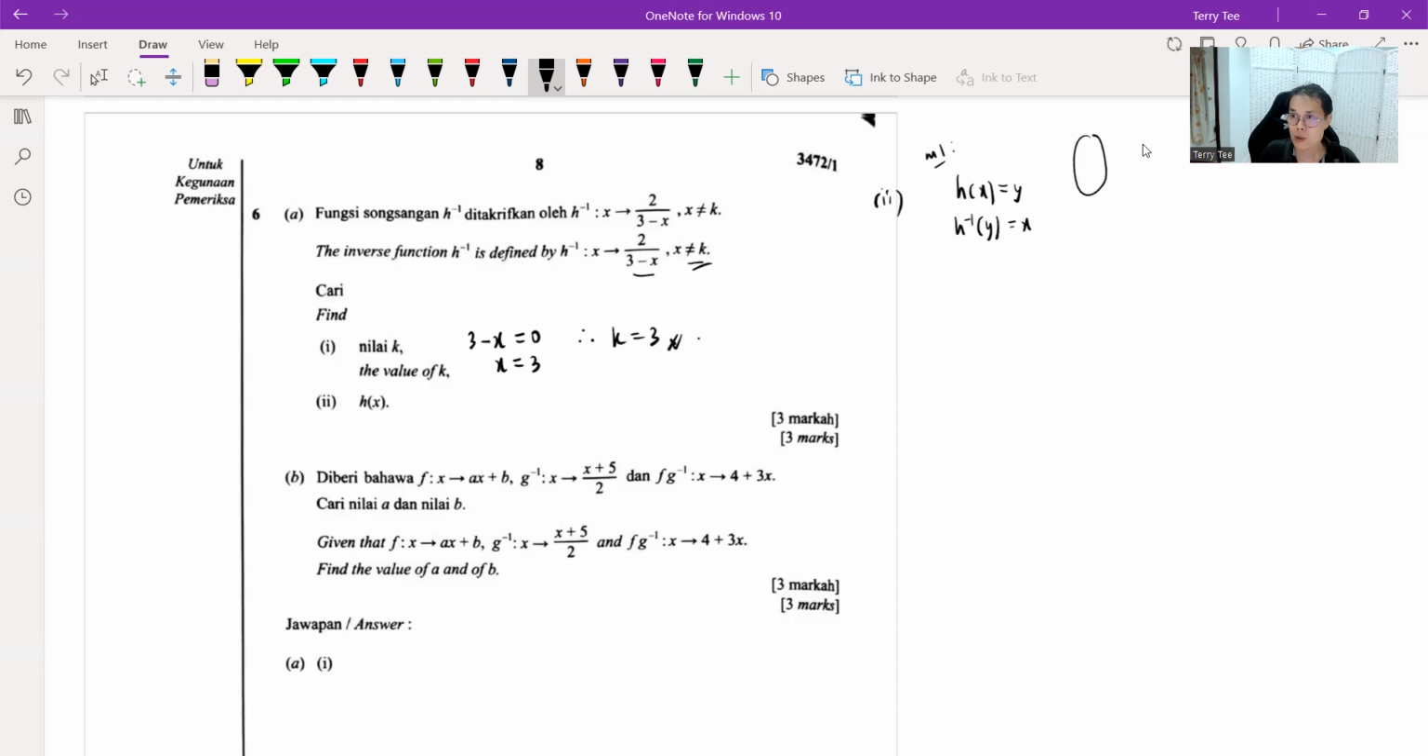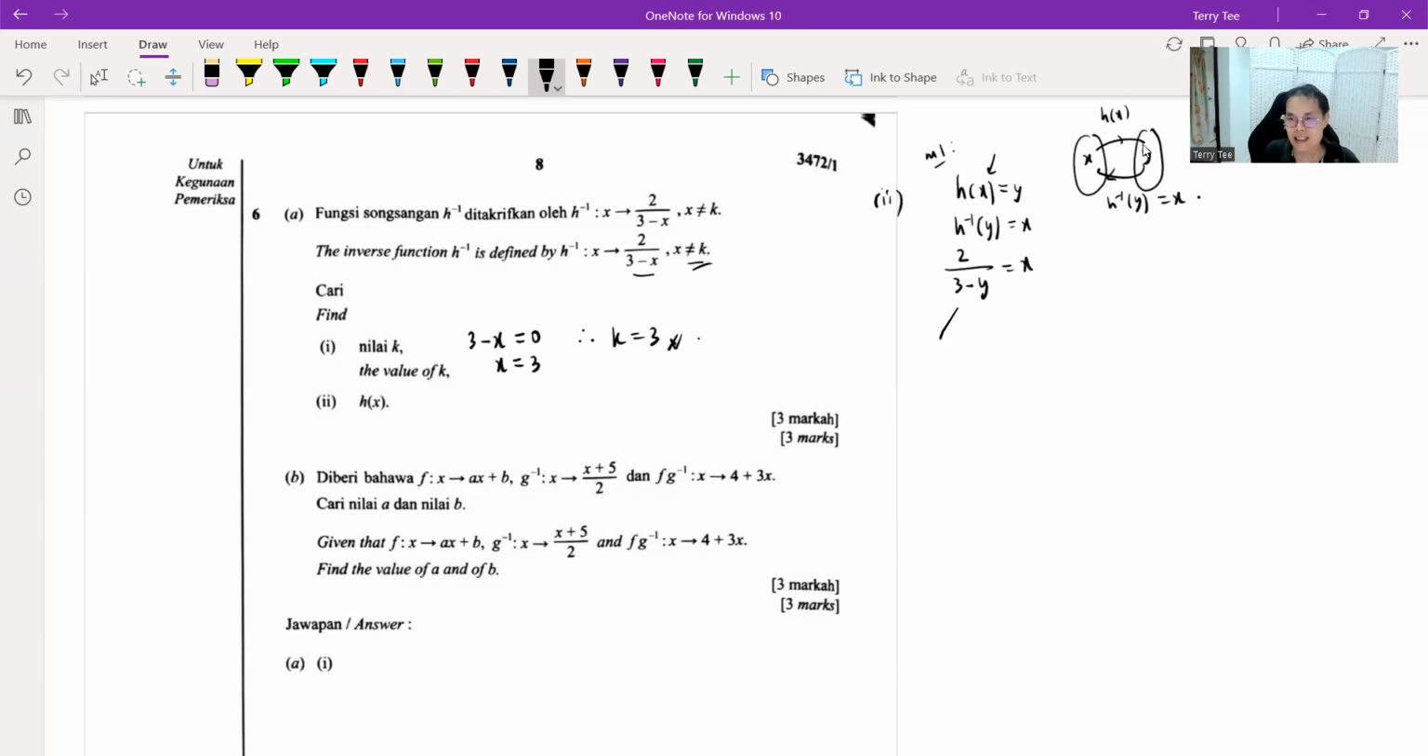Okay, just to explain quickly why it is so. This is x. When you move forward, you get y. When you move backwards, you get x. So in this case, I am finding h, I'm finding my hx, I'm finding my y. So my h inverse, I already have it. My h inverse is 2 over 3 minus x, but this is y, so I put a y here: 2 over 3 minus y. And remember, I'm finding hx, so I'm finding y actually. So let's make y as the subject.